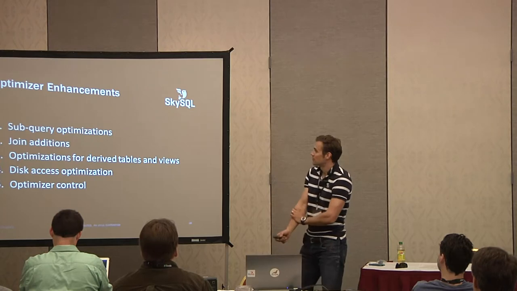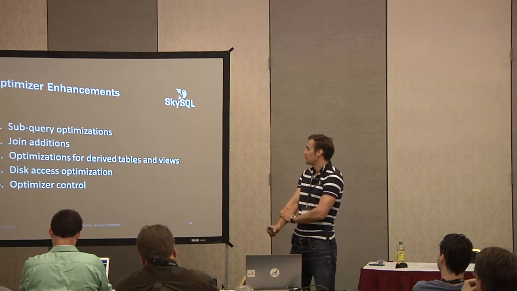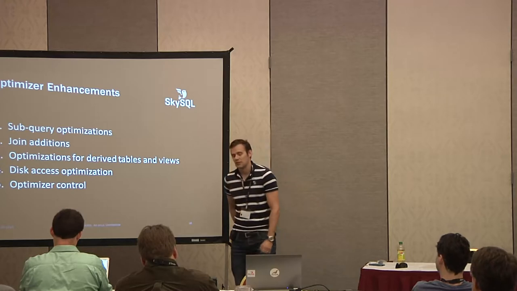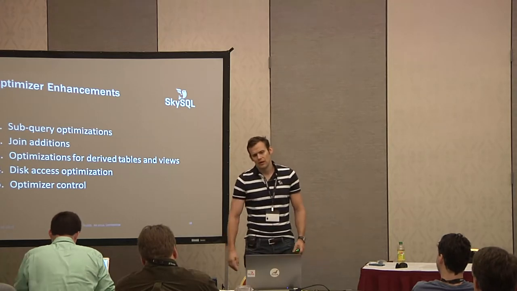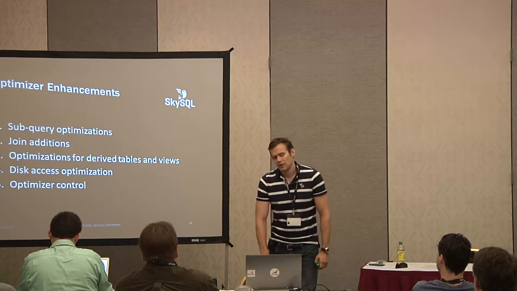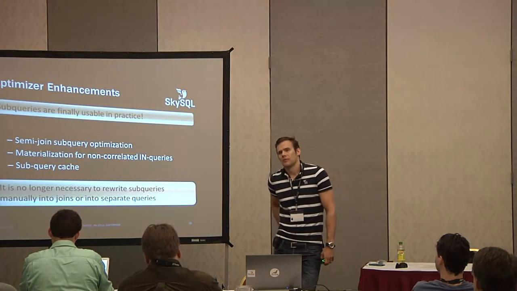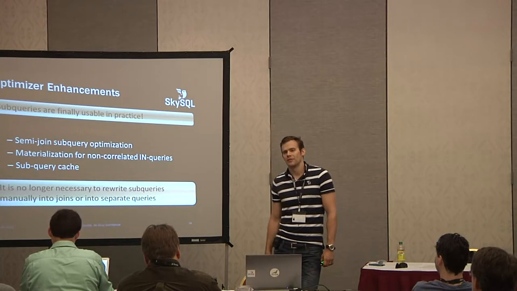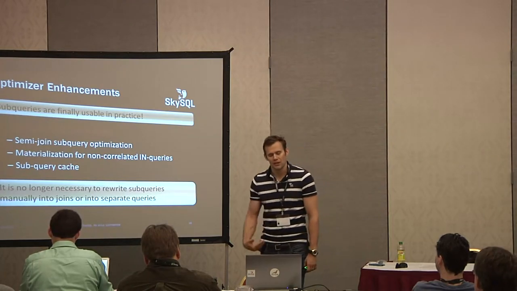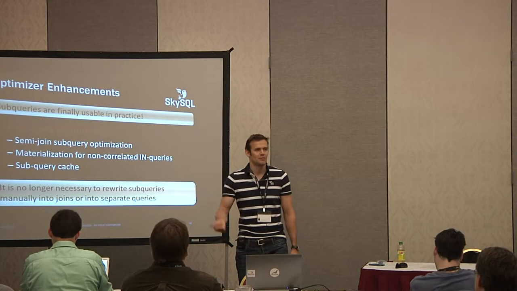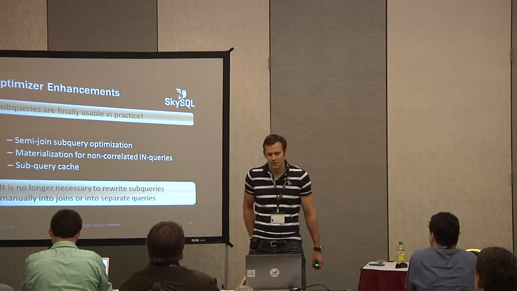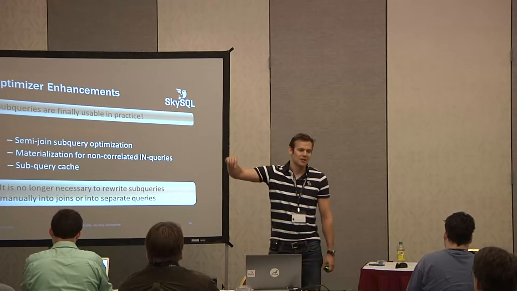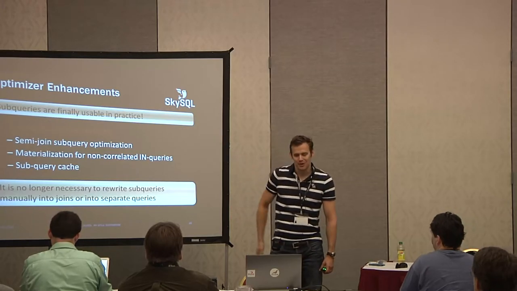We're running out of time, so I'm not going to go through all of these, but the main one was the subquery optimization. In MySQL 4.1, we added subqueries, right? Because people kept complaining, you don't even have subqueries, we can't use MySQL, it doesn't have subqueries. So in 4.1, okay, we added subqueries. We have subqueries, checkbox marked.